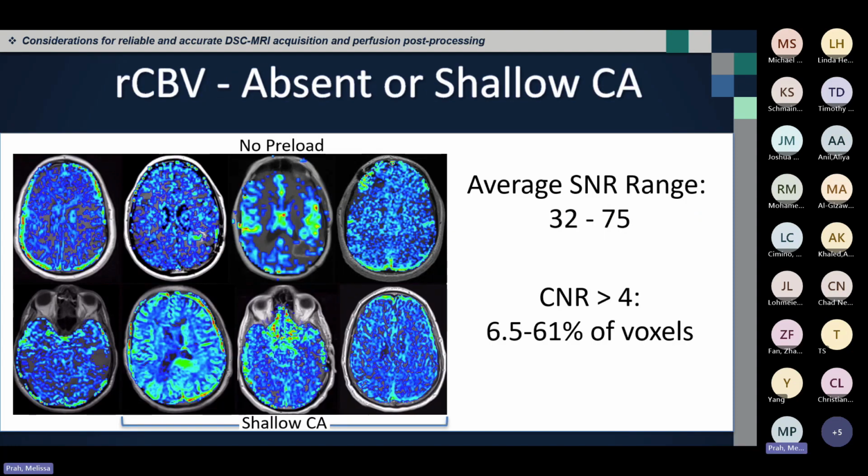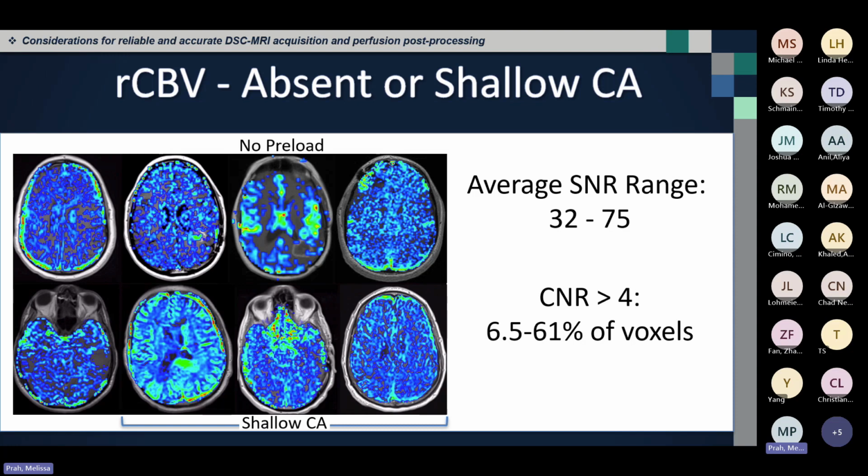The RCBV maps are seen here for all the previous examples of missing or shallow contrast agent. For the most part, they can be easily identified as poor data just based on their spotty and speckled appearance. The no preload dose had signal voids, and potentially some images might sneak through and look somewhat okay.